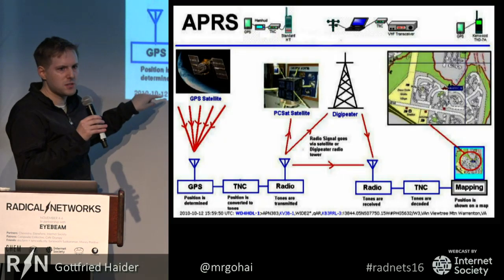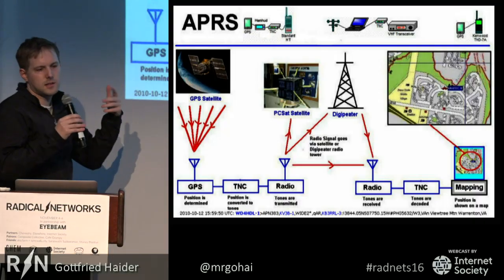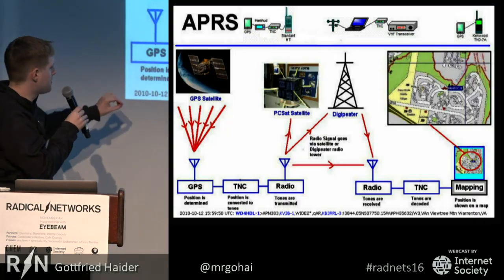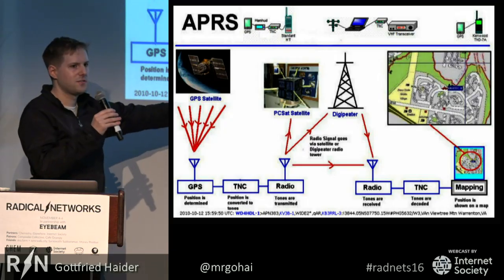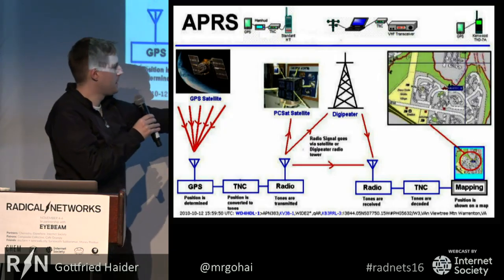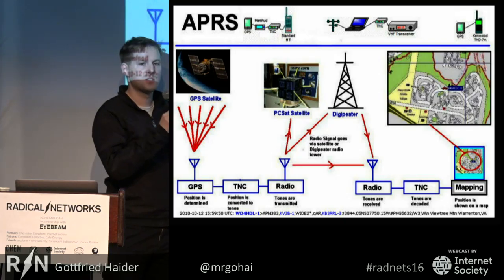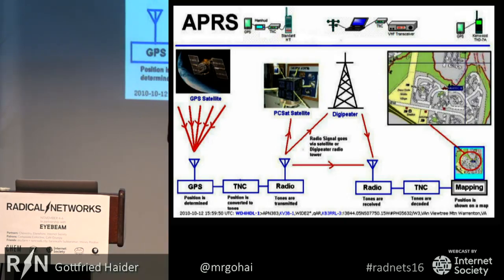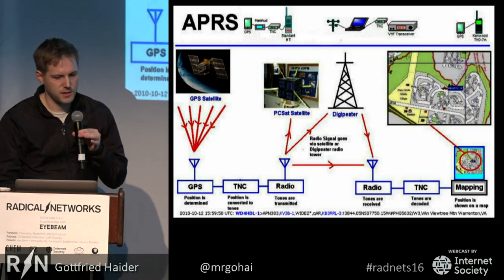The text at the bottom is a textual representation of one of these messages. So this is the time. This is the call sign of the originating station. Those are different stations that picked up and repeated this message along the way. Then here we have the latitude and longitude. And at the very end, there is a comment field.